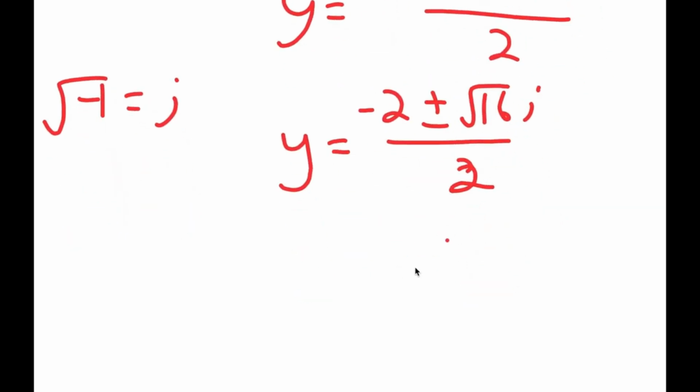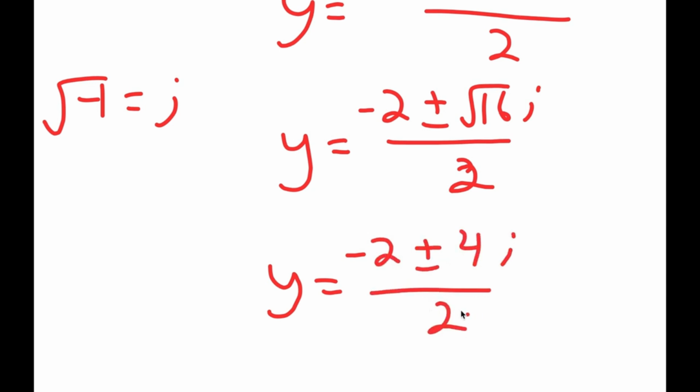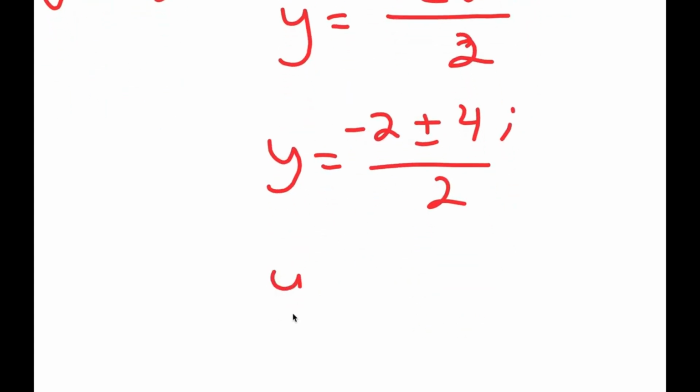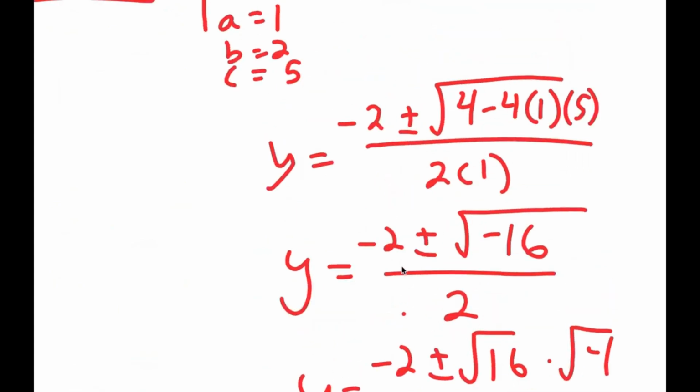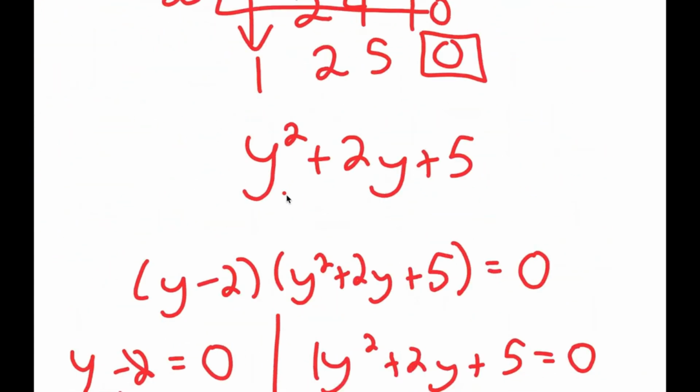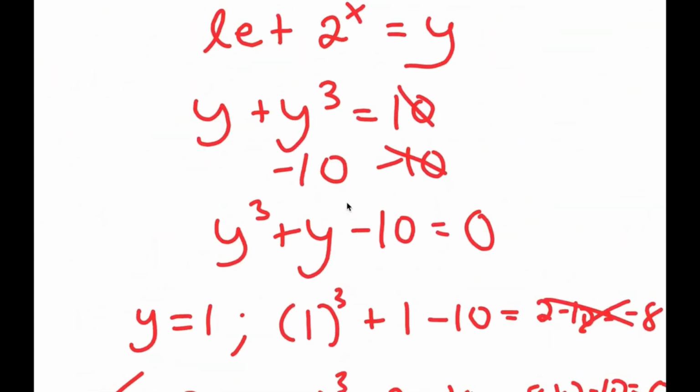And now the square root of 16 is equal to 4. So I get y is equal to negative 2 plus or minus 4i over 2. And now if I divide this by 2, I get y = -1 ± 2i. So these are two more solutions of y. So I have 3 solutions in total of y, but hold on, we're not done yet, because remember how we let 2^x equal y.